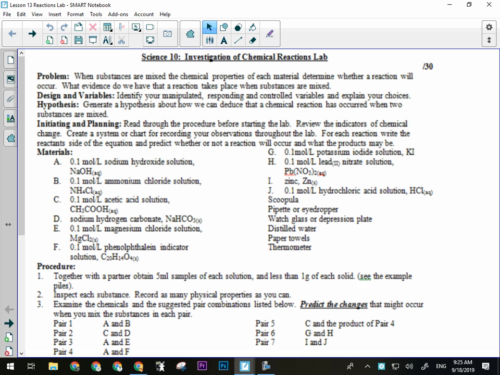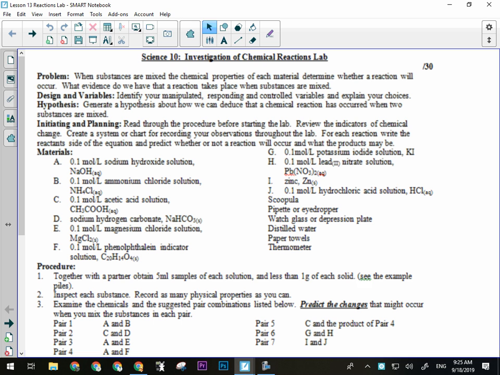So what evidence do we have that a reaction takes place when substances are mixed? So we need to restate that in our own words in the form of a question to basically address what goes on in a chemical reaction. Okay? And maybe what are the signs? Right? Something like that. That's what we're investigating here. What happens in a chemical reaction? How do we know when it happens? That kind of stuff. Okay, so your problem needs to address that.